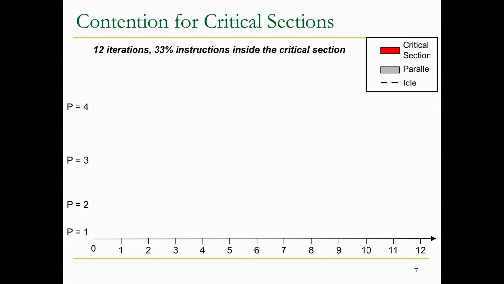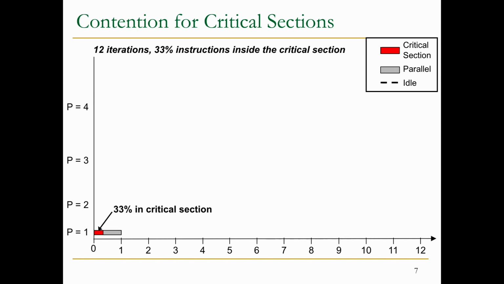I like the sort of pure examples in a sense. So what we're going to see is this is time units on the x-axis. This is number of processors used to execute the code. And we're going to assume that you have a piece of code that consists of 12 iterations, and 33% of the instructions are inside the critical section. If you execute this code, and we're going to denote it this way, basically red parts are critical section, gray parts are parallel, executed in parallel in different processors, and this is the idle part.